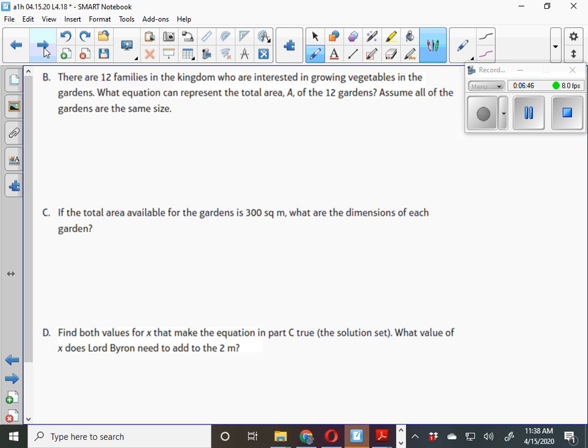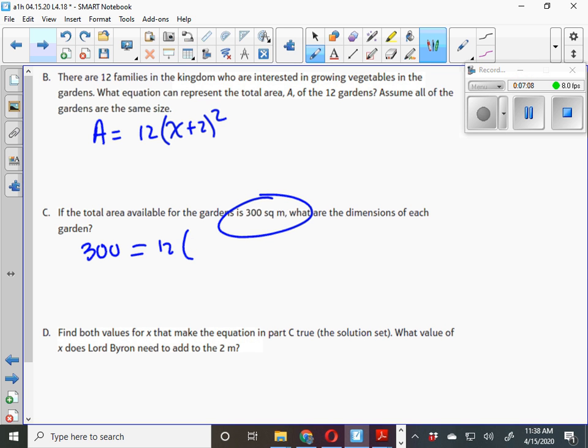Part B, we just got finished saying area equals 12 times x plus 2 squared. If the total area available for the gardens is 300 square meters, what are the dimensions of each garden? So they're now saying 300 equals 12 times the quantity x plus 2 squared. And now what? Now we've got our work cut out for us.